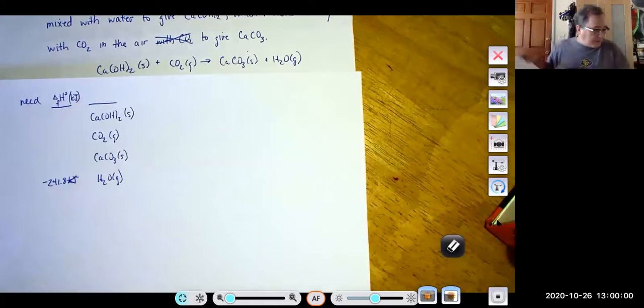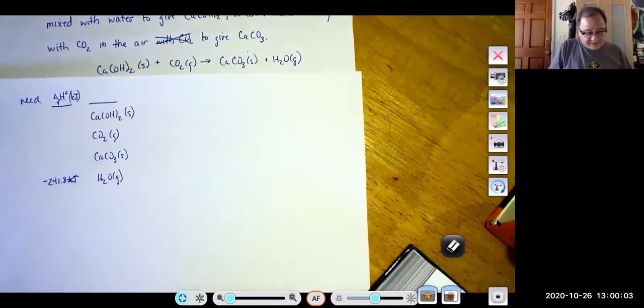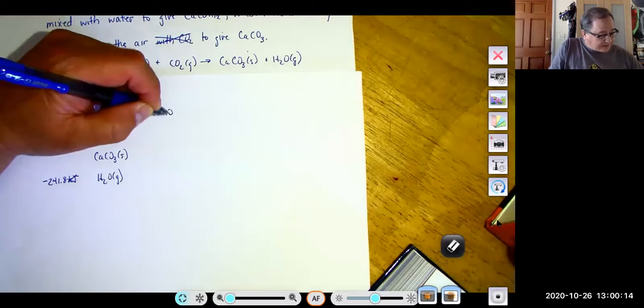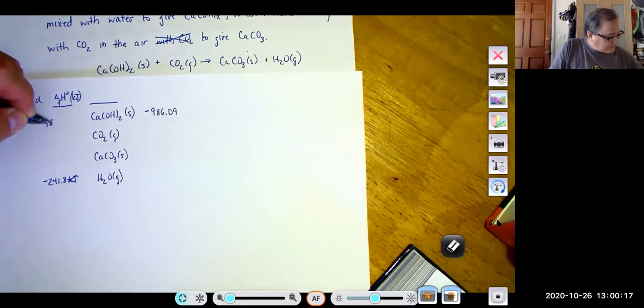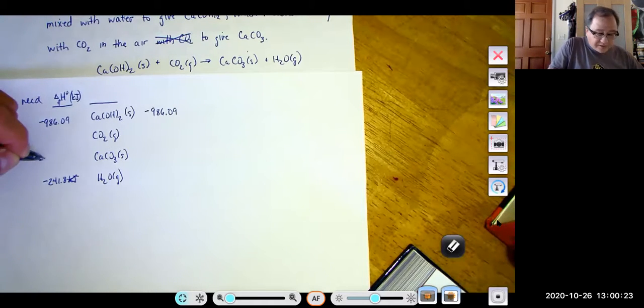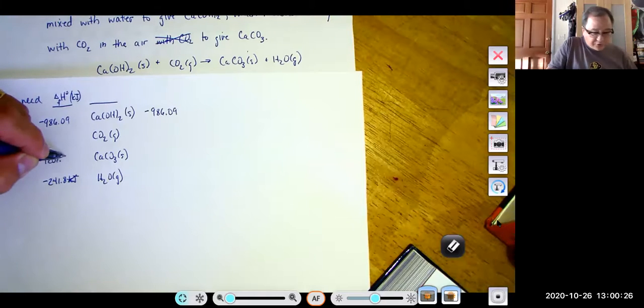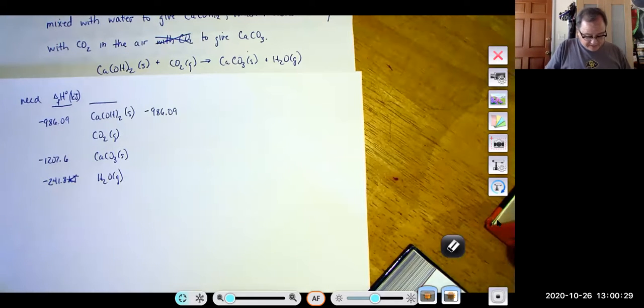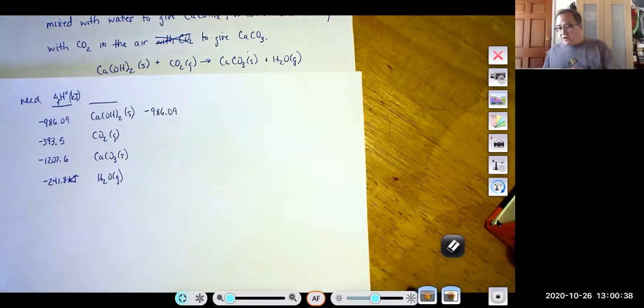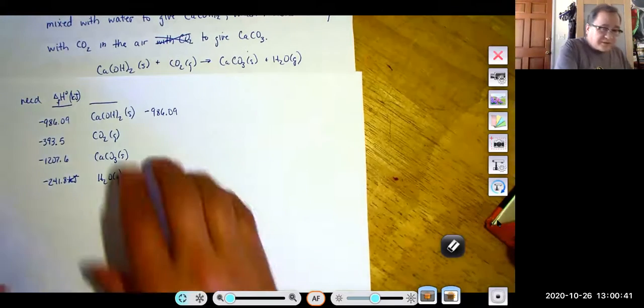And for calcium compounds, I can look these up in the index or appendix one by one. And since they all have calcium in it, they should all be in a similar place. So calcium hydroxide solid is minus 986.09 kilojoules. Calcium carbonate is minus 1,207.6 kilojoules, and CO2, I believe, is minus 393.5 kilojoules. Okay. So these are the things I need.